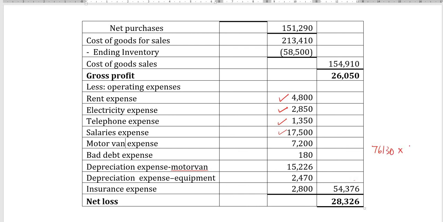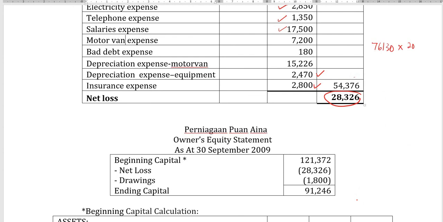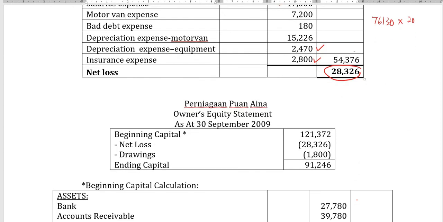times 20%. Okay, this is for 1 year, because you want to find the depreciation expense, but later when you find the accumulated depreciation, the amount is different. So this is the same for equipment. Insurance is the one that we did earlier. So you get a net loss of 28,300, 326.